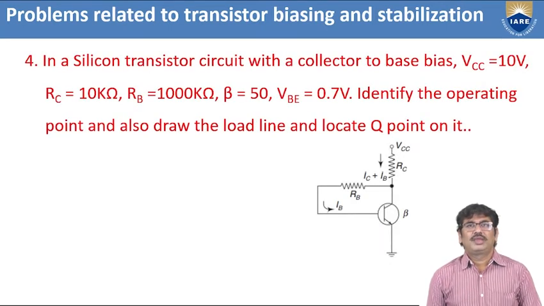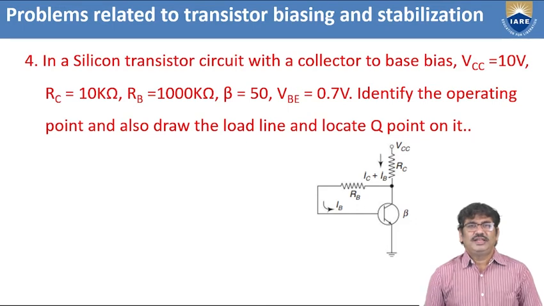The fourth problem. In a silicon transistor circuit with a collector to base bias, VCC is equivalent to 10 volts, RC is equivalent to 10 kilo ohms, RB is equivalent to 1000 kilo ohms, beta is equivalent to 50, VBE is equivalent to 0.7 volts. Identify the operating point and also draw the load line and locate the Q point on it. So here the biasing circuit is collector to base bias, by connecting the RB resistance between the collector terminal and the base terminal.